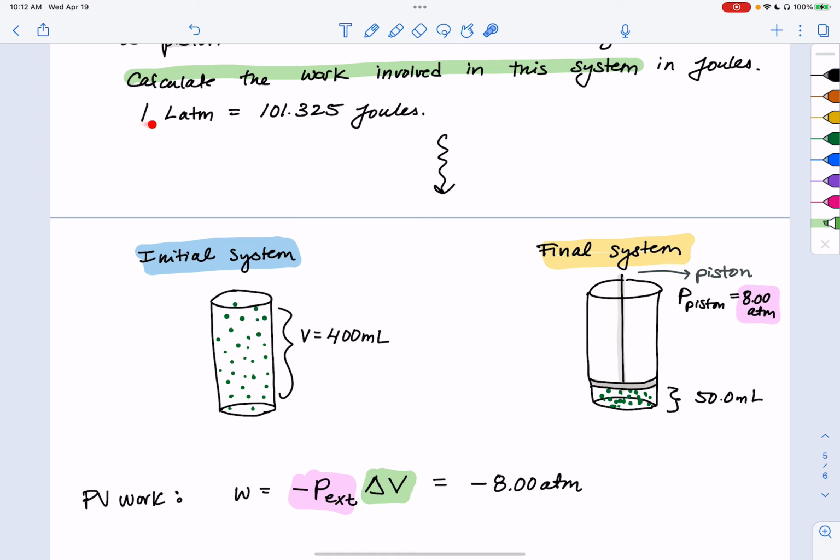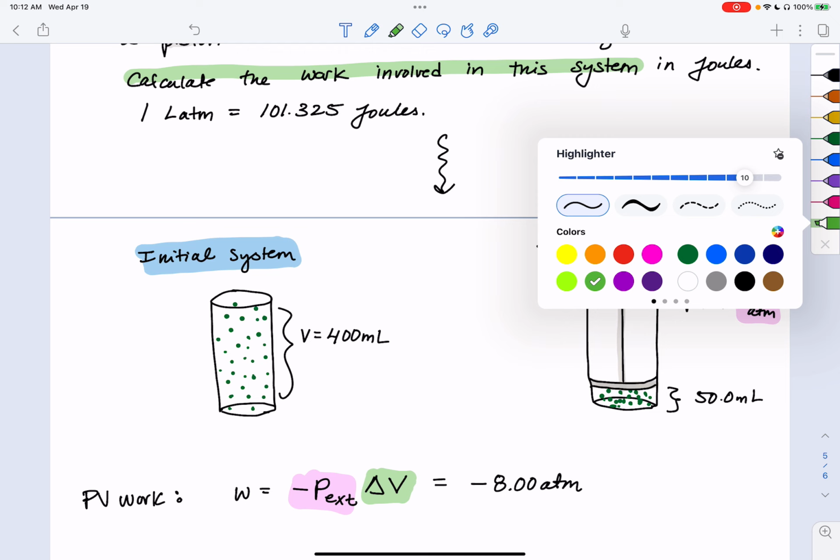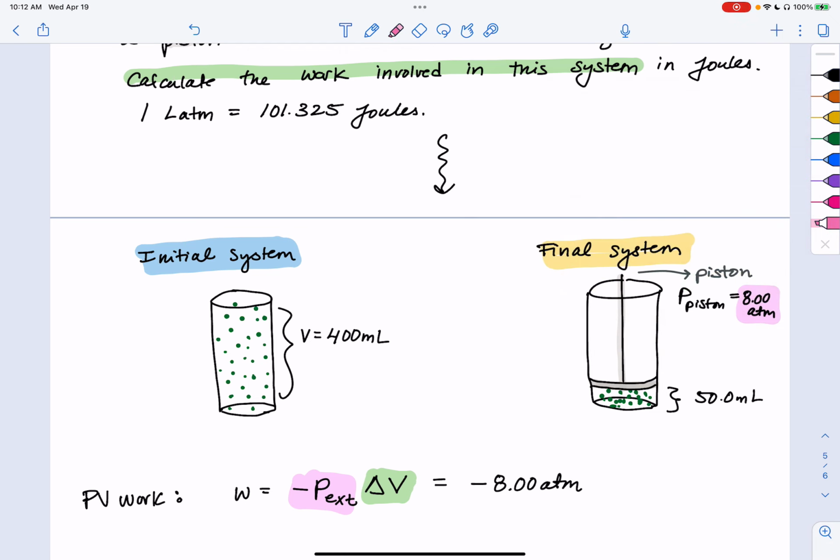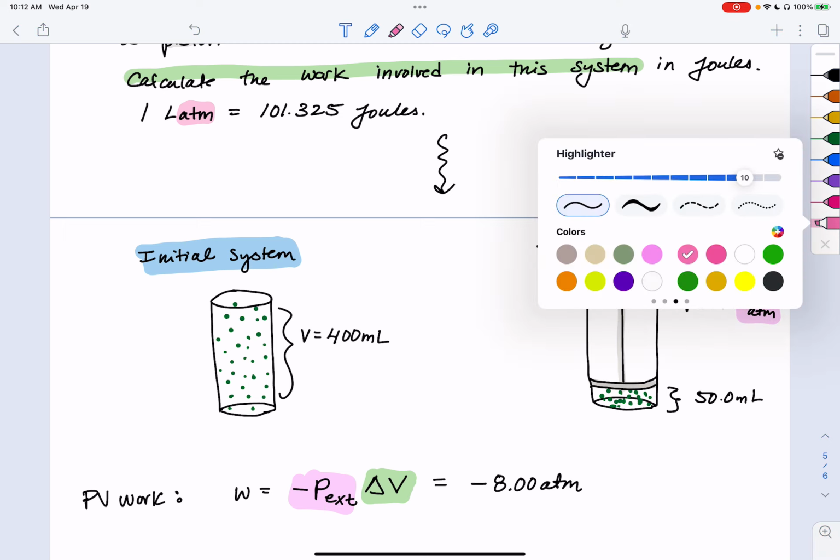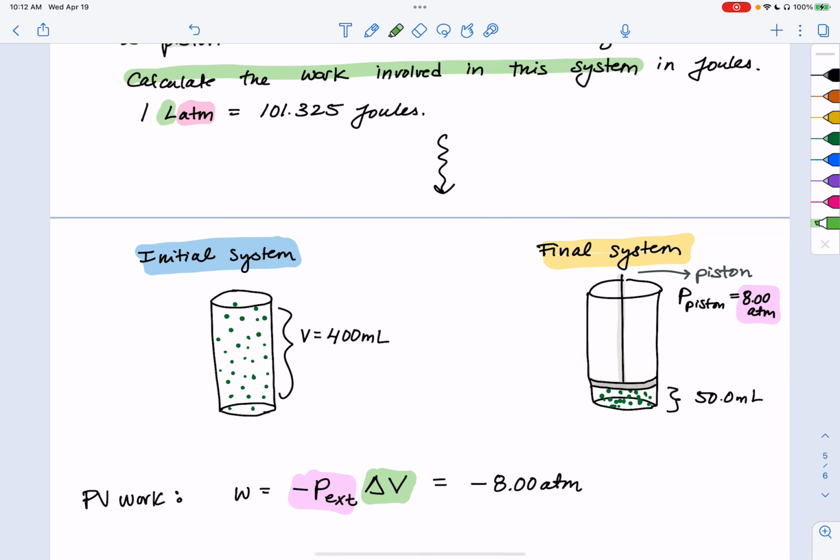I gave us information that told us how to get our work in joules, because remember, anytime we're talking about heat, work, energy, we're always going to use the standard unit of joules. And I've given us a way to convert to joules based on the liter times atmosphere unit. So I've definitely got the atmosphere unit, because that was the pressure that my piston supplied, right? This was the pressure given by my piston. However, that means that my volume needs to be in liters. So let's figure out our change in volume in liters.